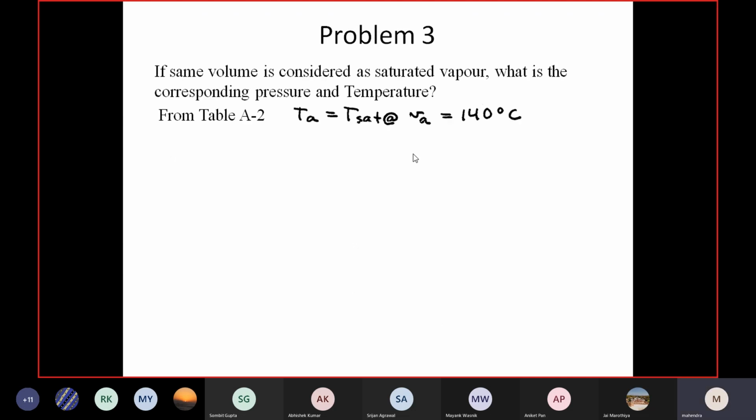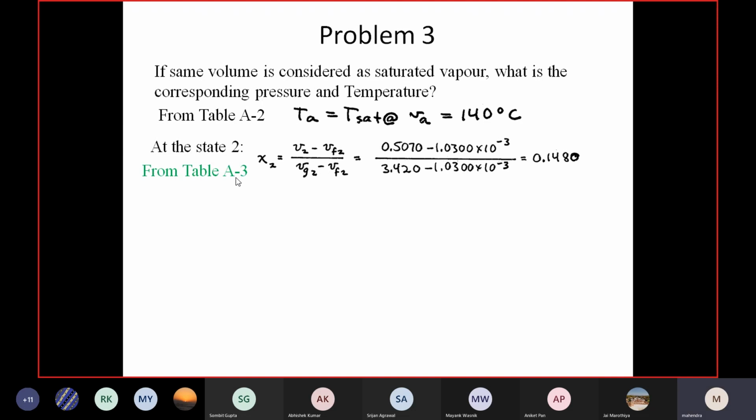Now, the same volume we are considering, we are just drawing the line down. Wherever it is touching that temperature is 140. You can take it from table A2. Check this point also from the table.